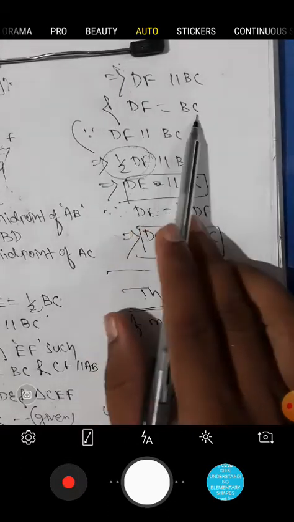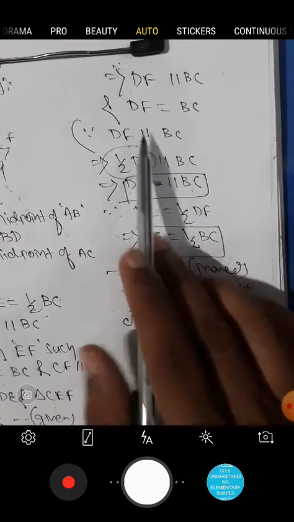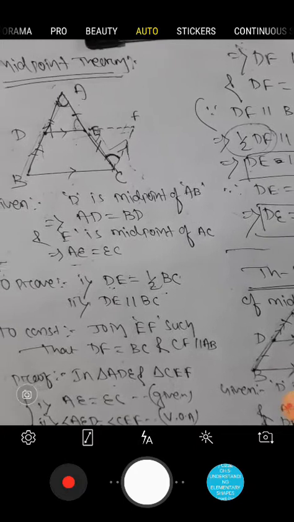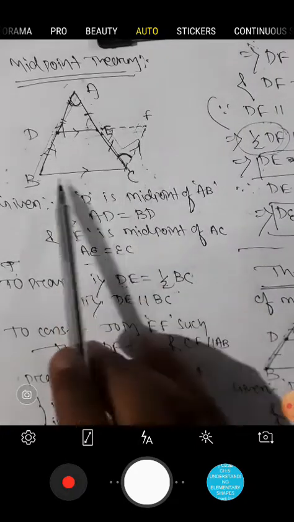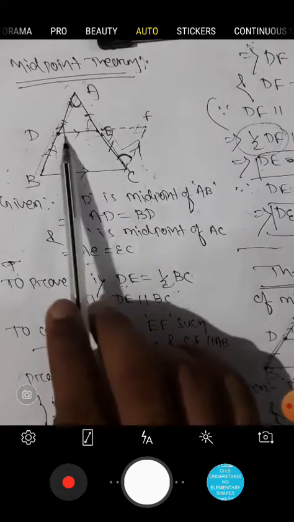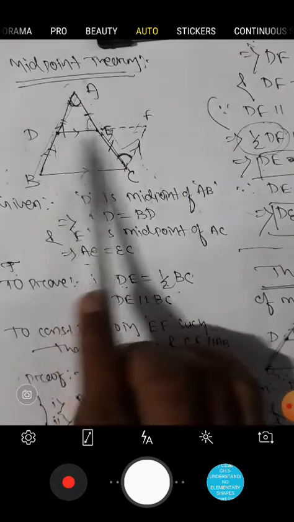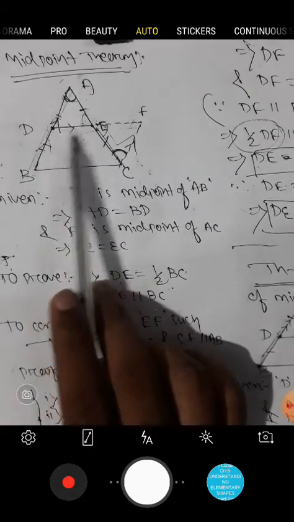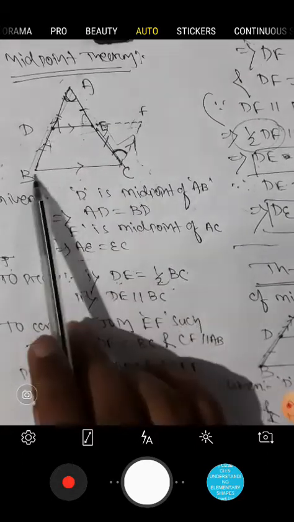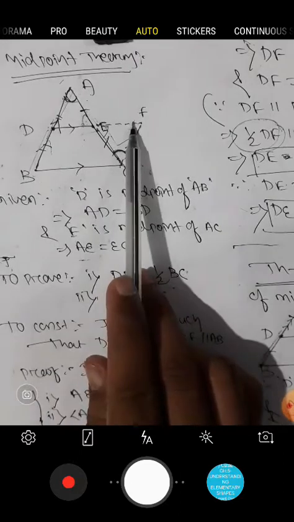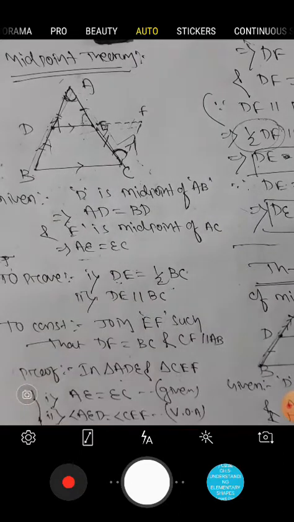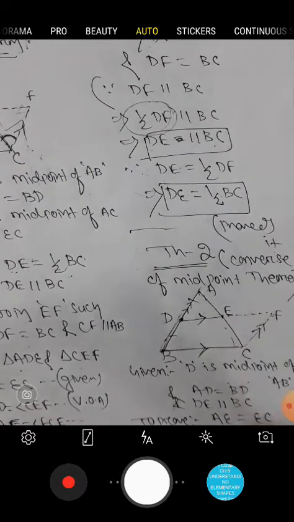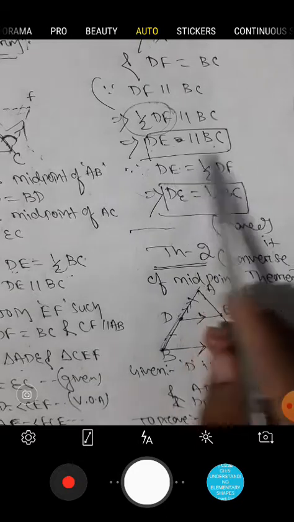As its opposite sides are equal, once again, DF, can you please check, children, here? DF is equal to BC. As DF is equal to BC, I have proved, and DE is equal to half of DF, hence DE is also half of BC. As DBCF is a parallelogram, its opposite sides are also parallel, that is DF is parallel to BC, children. Here we have proved, so DE is equal to half DF as well as DE is equal to half BC, and DE is parallel to BC.